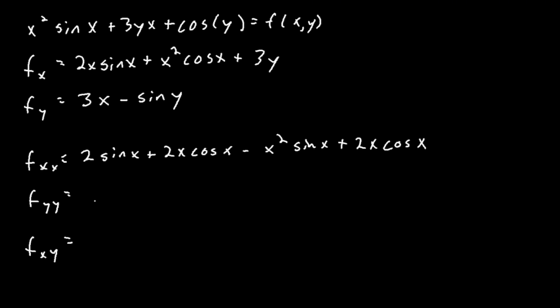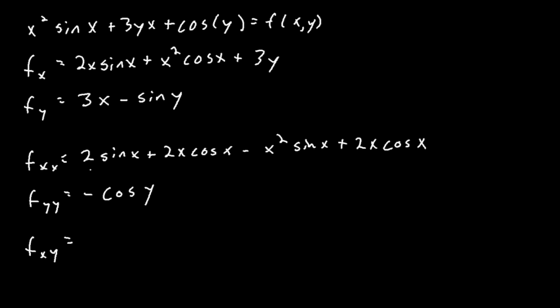How about for y? Well, we just have to derive this again with respect to y. Let's go ahead and do that. Since we're deriving with respect to y again, x is treated as a constant, so this zeroes out. This is turned to 0. But sine is not. So derivative of sine is just cosine. We'll leave the negative in there.